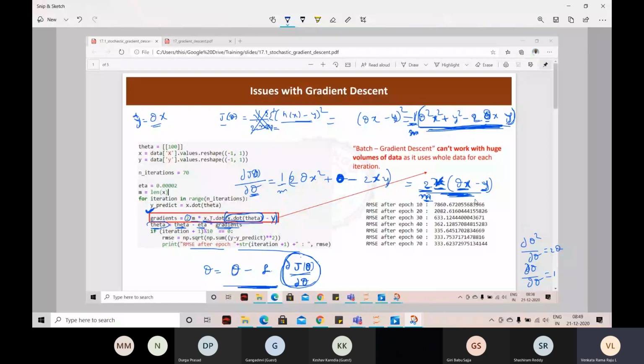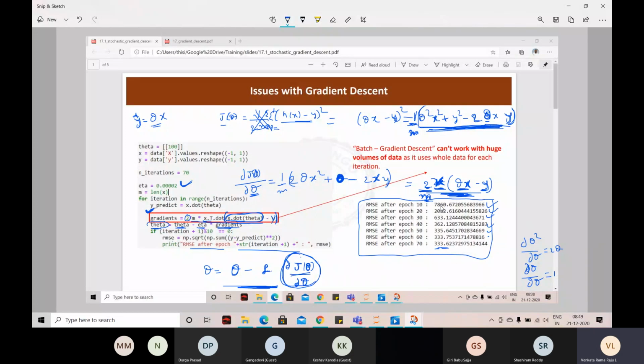If you look at the right side, RMSE after epoch 10, RMSE after epoch 20. RMSE means root mean squared error. It was high, 7,860. It reduced. By 70 iterations, it came down to 333. It is not reducing anymore, or only very minimally. So this is convergence. Because your eta is good enough, it reduced and reached a place.